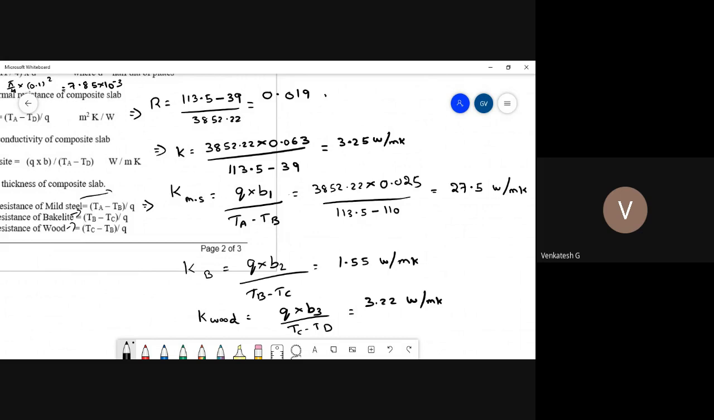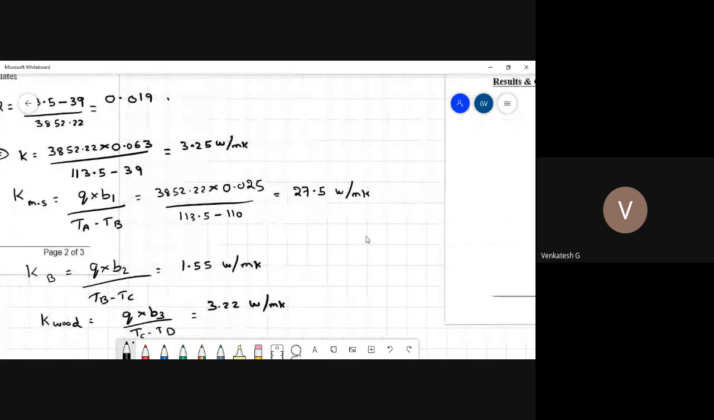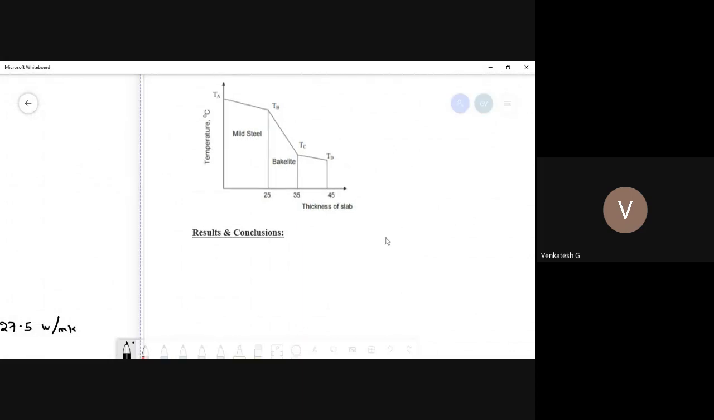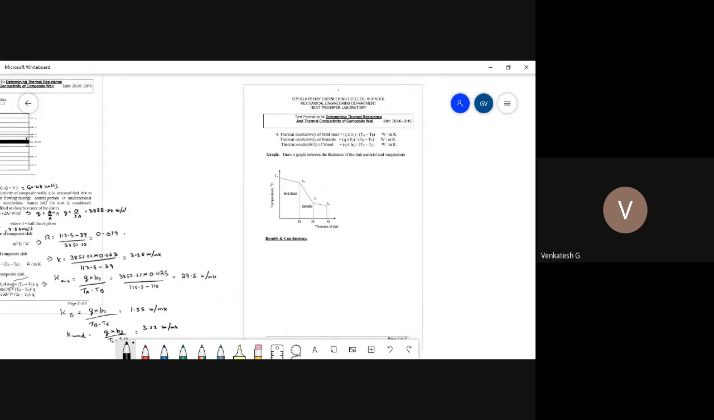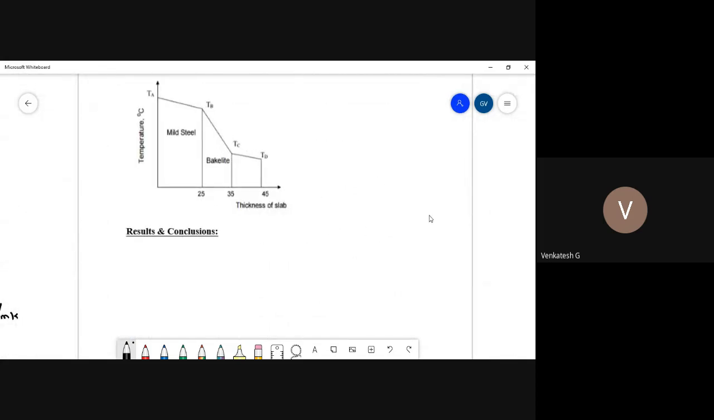Okay. Now we are going to draw the graph for mild steel, bakelite as well as wood. On the x-axis, we are going to take the thickness. On the y-axis, we are going to plot the temperature. While drawing the graph, you need to consider the thickness on the x-axis. The thickness of the mild steel is 25. Next, what is the thickness of the bakelite? It is 20 mm. So we need to add plus 20, and mark at 45.